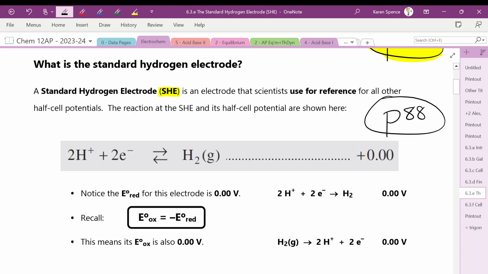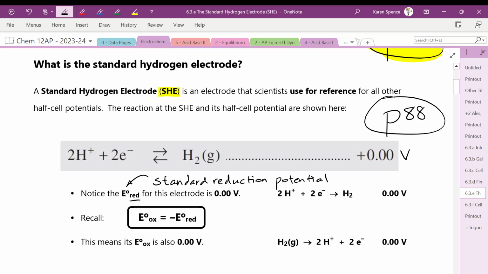So you'll notice that the E0 reduction, what does that mean? What does E0 stand for? The E0 red is the standard reduction potential. And when it says plus 0.00, what unit are we referring to? What is the unit? Volts.